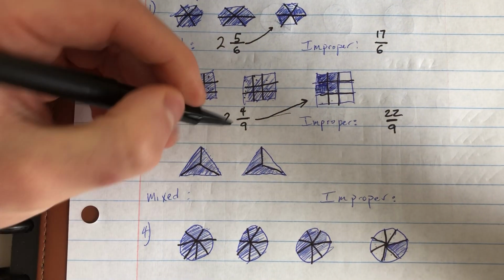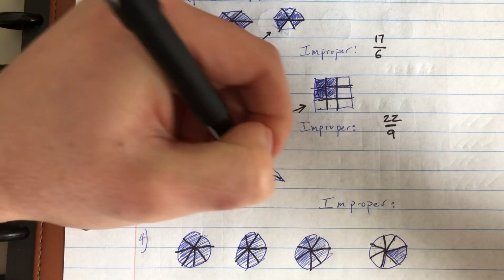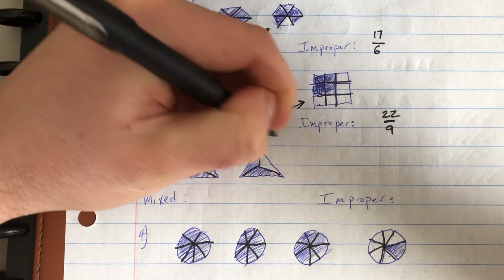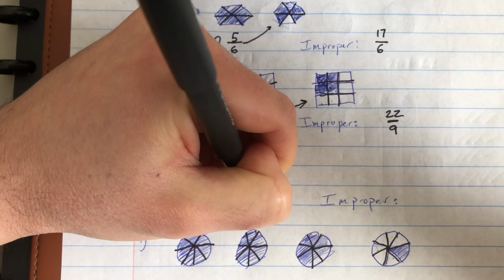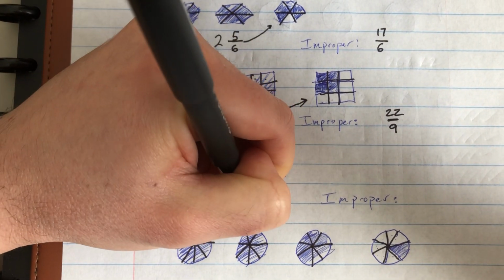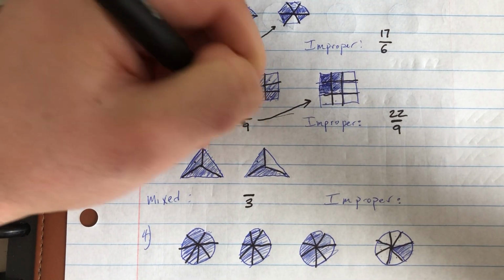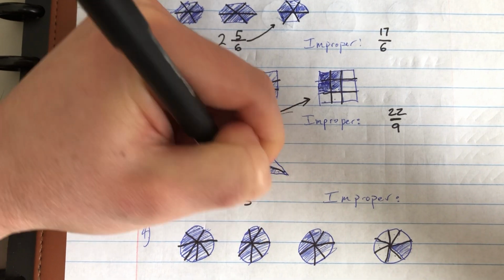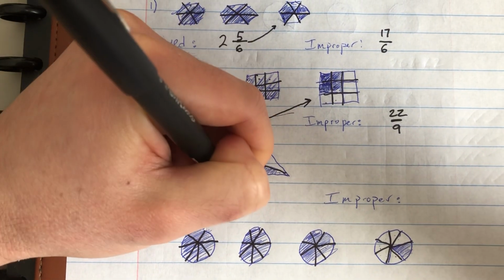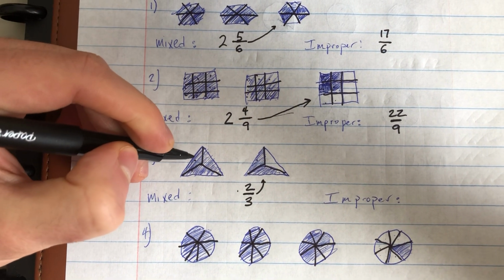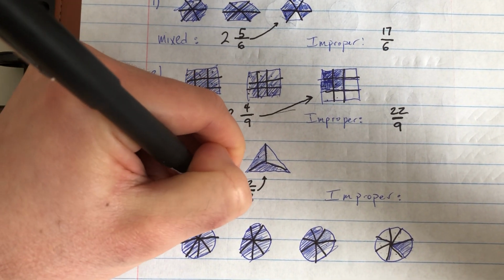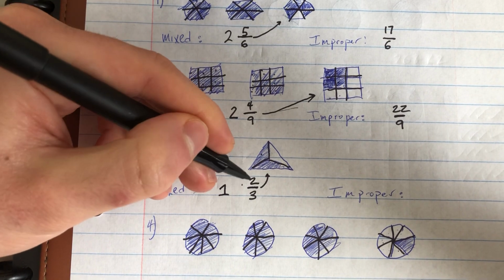Number 3, I'm going to focus first on the shape that is not shaded in all the way and make a fraction. I have 1, 2, 3 parts. 3 total parts is my denominator, and 2 of those parts are shaded, so that fraction is 2/3. Now I'm going to find how many shapes are fully shaded in, just 1. So my whole number is 1. The mixed number is 1 2/3.